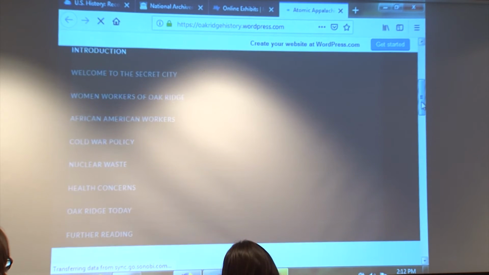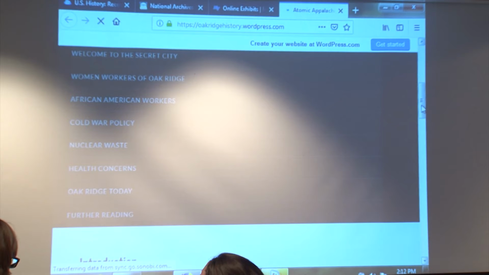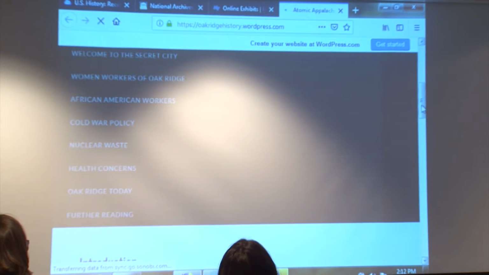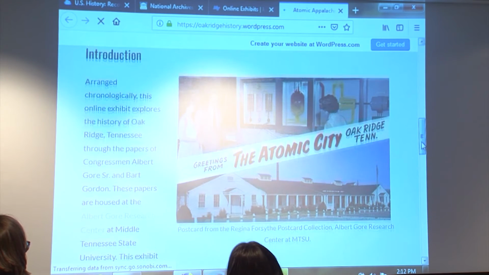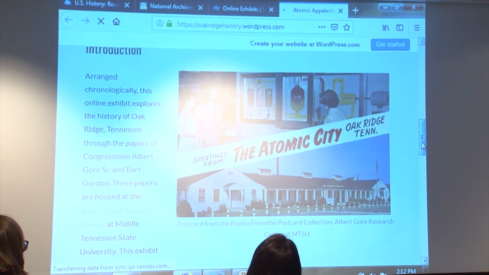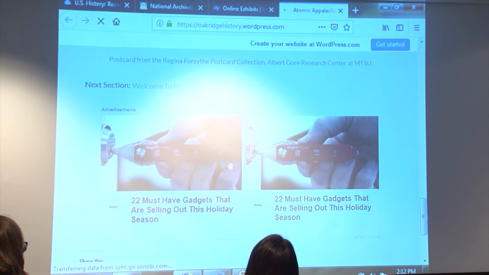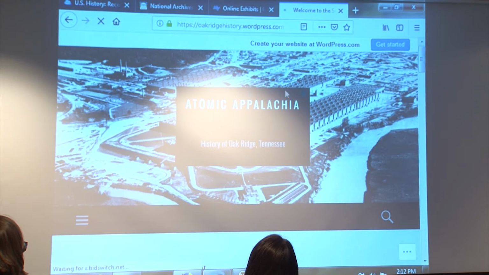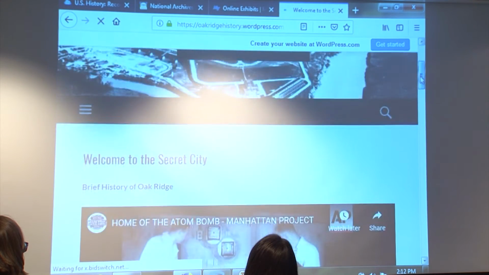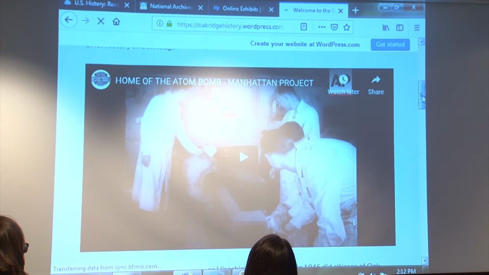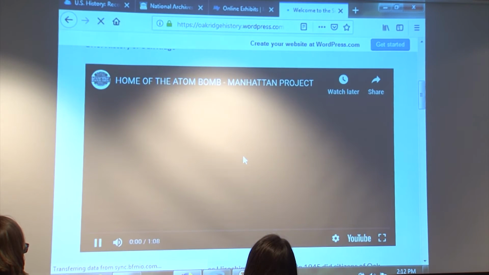So she used a lot of Albert Gore Sr.'s papers and Bart Gordon's papers, as well as a few of our oral histories that have to do with Oak Ridge to build this narrative. And that's a postcard from our collection, actually. So I'm just going to go through a few of these sections with you. So this is the foundations, and she found this really quick, like 1 minute video.